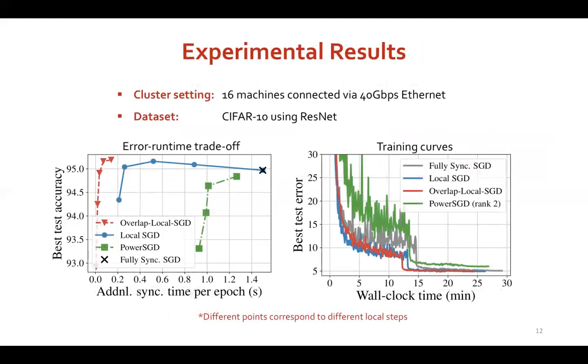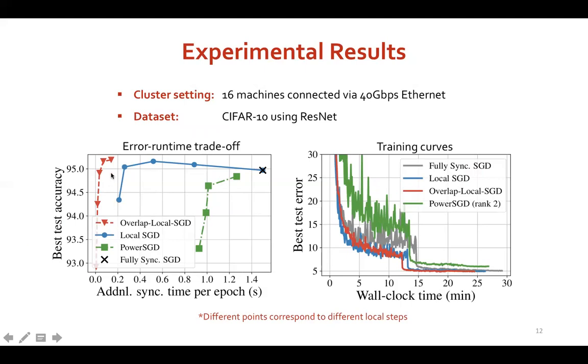Now let's look at some experimental results. These are conducted on a cluster of 16 machines in CMU, and the data set is CIFAR10. The network that we are training is ResNet. The left-hand side plot shows the test accuracy versus the additional synchronization time per epoch. What do I mean by additional synchronization time? This is the total time spent on one epoch minus the local computation time, which is same for all the algorithms that we are comparing here. Only the communication time is different.